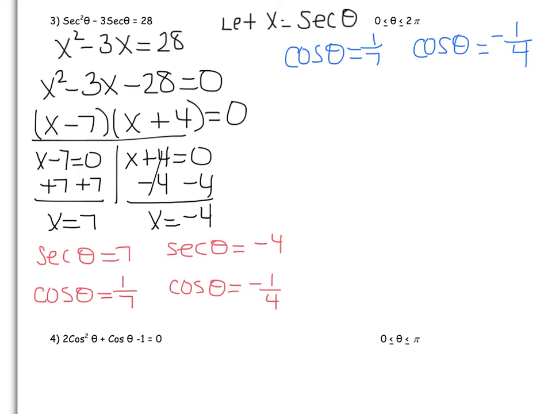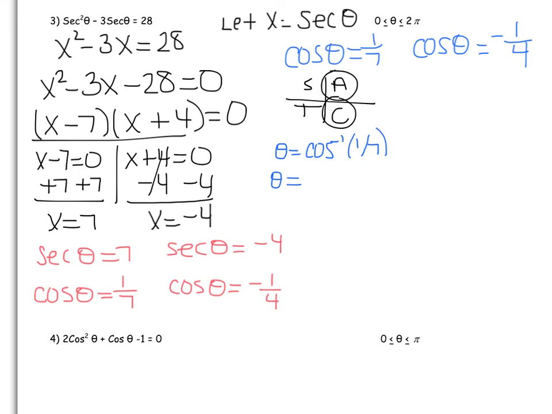Okay, so cosine of theta, let's look at the first one. Cosine of theta is equal to a positive 1 over 7. So let's first figure out where we are. So A, S, T, C. Positive here, positive here. Okay, how do I find theta? So theta is found by taking second cos of 1 over 7. So theta is inverse cos, or cos negative 1, of 1 over 7. So let's go ahead and put that into the calculator. Second cos, 1 over 7, close parentheses. So you get about 82 degrees.